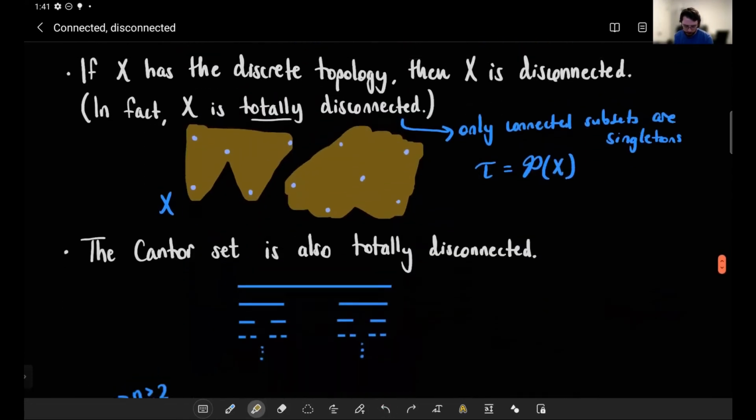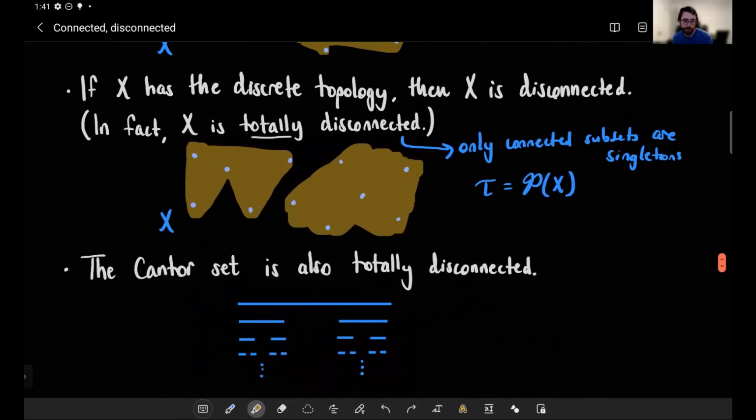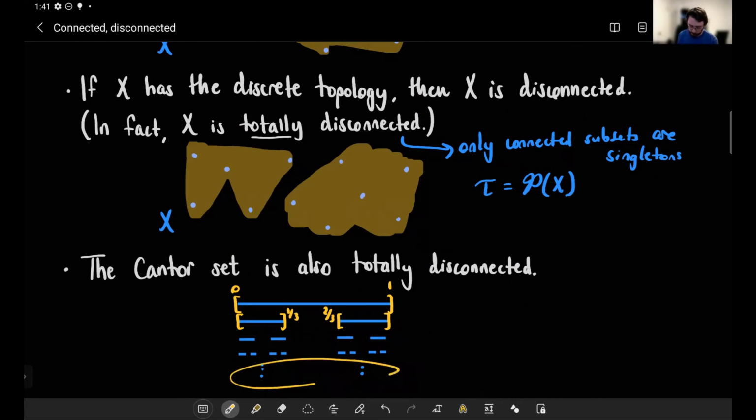It turns out there are some interesting totally disconnected sets. For example, the Cantor set, if you've seen that in real analysis, is formed by taking the closed interval from 0 to 1 and repeatedly removing the middle third. That's a third, that's 2/3. And then on each of those chunks, remove the middle third and so on and so forth. The Cantor set is what you get in the limit as you approach infinity.